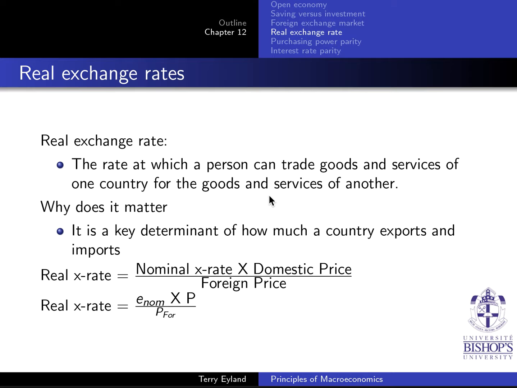Well, really, it's the rate at which a person can trade goods and services of one country for the goods and services of another. An example will help understand it, but essentially, it's taking that nominal exchange rate that we had before with the small e, times the domestic price over the foreign price of that specific good. So here, this real exchange rate is for a specific good, whereas the nominal exchange rate applies every time you want to switch the currency. Real exchange rate is for a specific good.